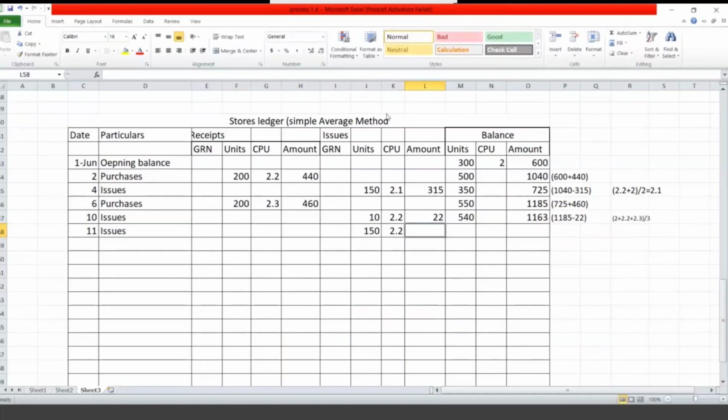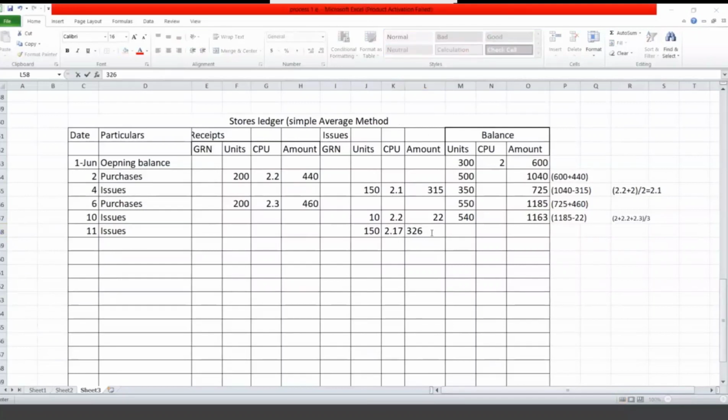When you calculated how much amount you got, it was exactly 2.17. Let me take 2.17 only. 2.17 into 150, how much will you get? 2.17 into 150, 326.